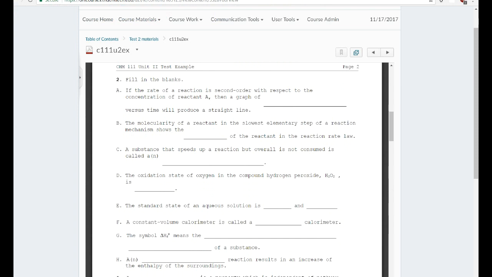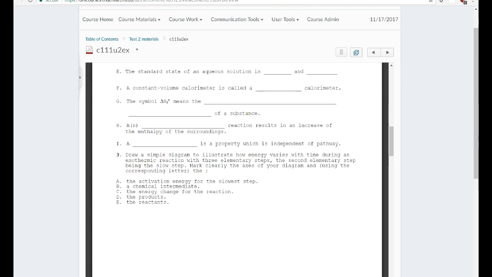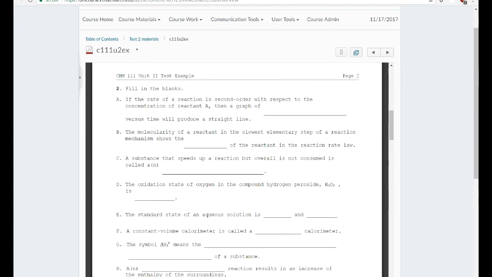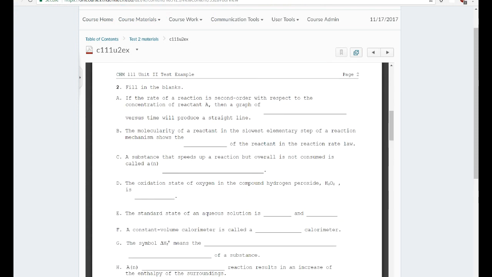Oh, well, fill in the blanks. Unfortunately, they don't give you a word bank, but that's not vital. If the rate of a reaction is second order with respect to the concentration of reactant A, then the graph of A versus time, nope. It's second order, so it's going to be 1 over A versus time. We'll produce a straight line. Second order is 1 over A. First order is natural log of A. Zero order is concentration. What we're looking for is the graph of 1 over the concentration of A.